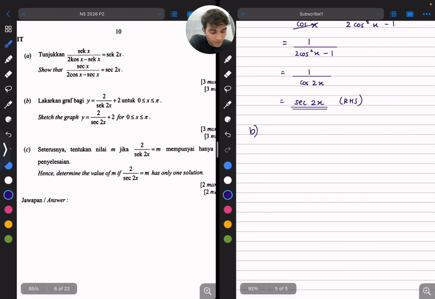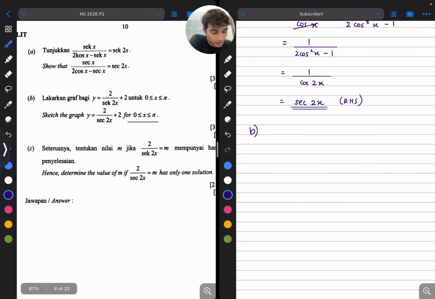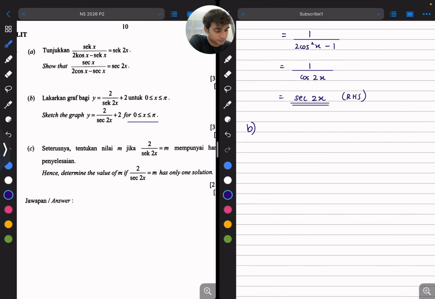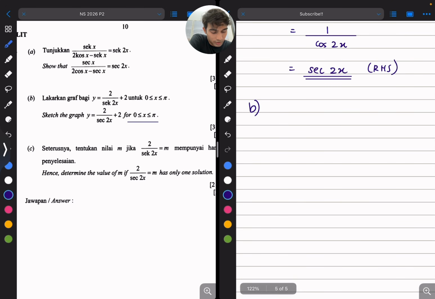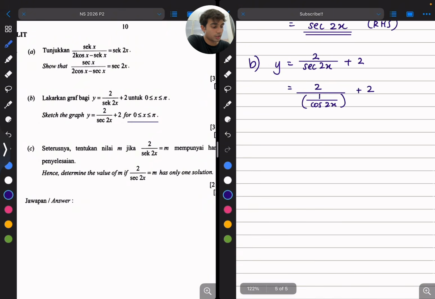B, sketch the graph of this for 0 to pi. So y equals 2 over sec 2x plus 2. Sec 2x is 1 over cos 2x. So I can write 2 over 1 over cos 2x, plus 2. So 1 over cos 2x is, divide, I can just write it next to this.